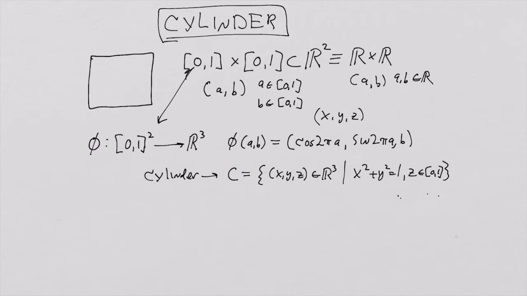And so how do we topologize that set? How do we make it so that this is an actual topology? Well, the way we do it is we give it what's called the subspace topology. Which means since C is a subset of R3, we use the standard topology on R3.